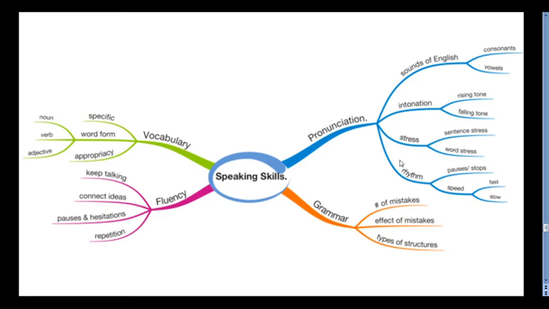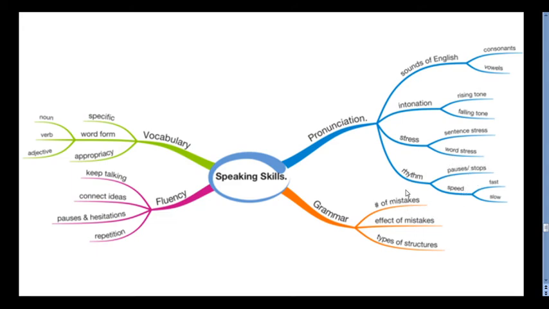Again, the third one is stress. And again, there is sentence stress as well as word stress. That is also essential. And rhythm is also going to play a vital role. Rhythm is nothing but the punctuation skill of language, punctuation skill is nothing but a pause, the full stop, the comma, all these things we should know.